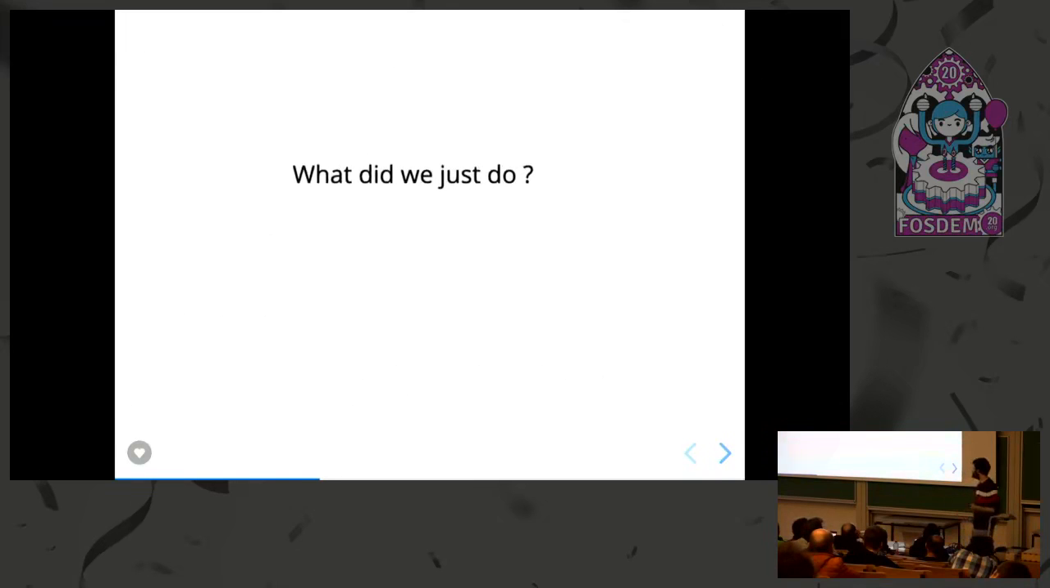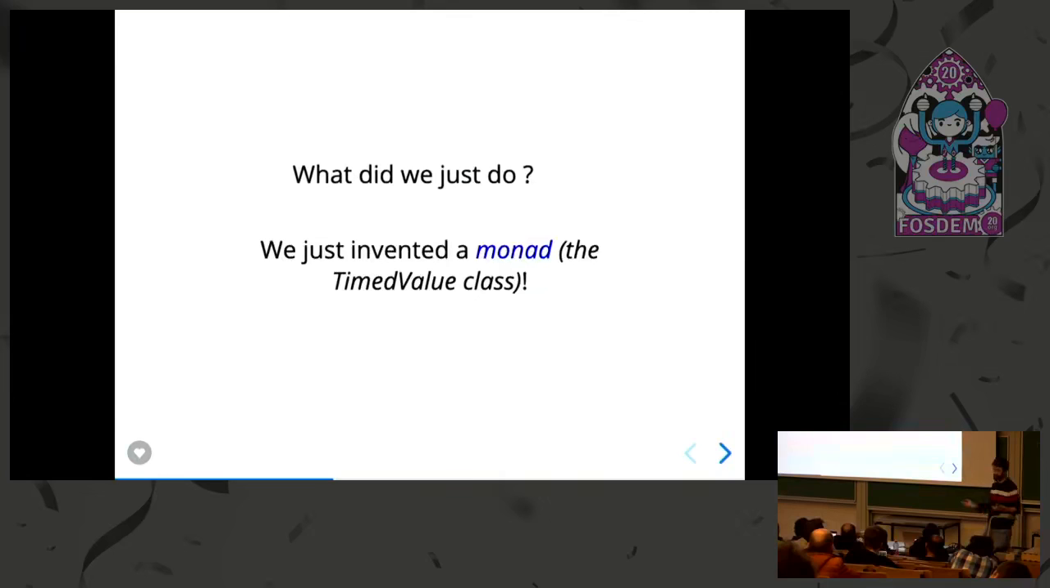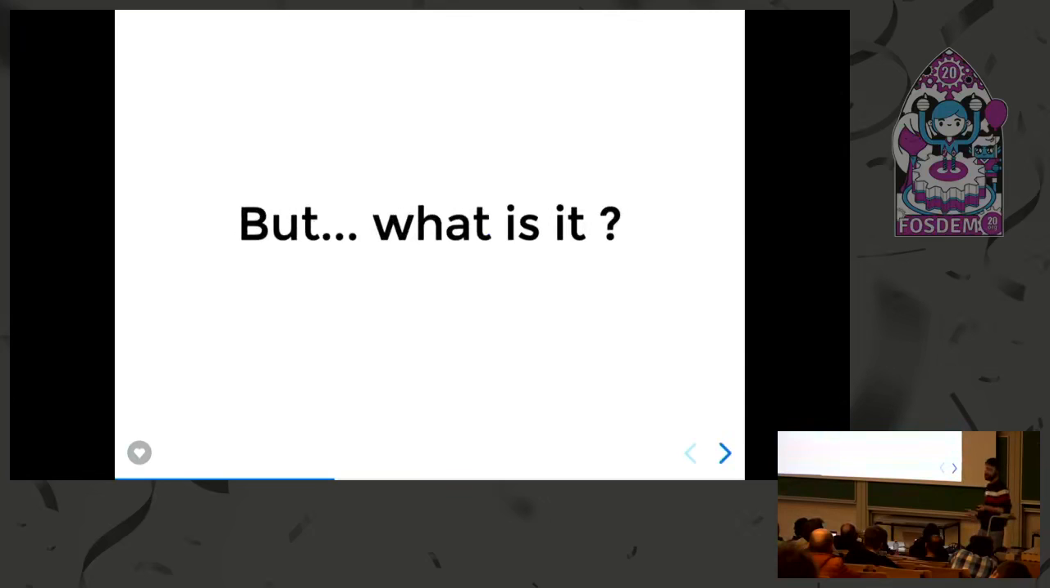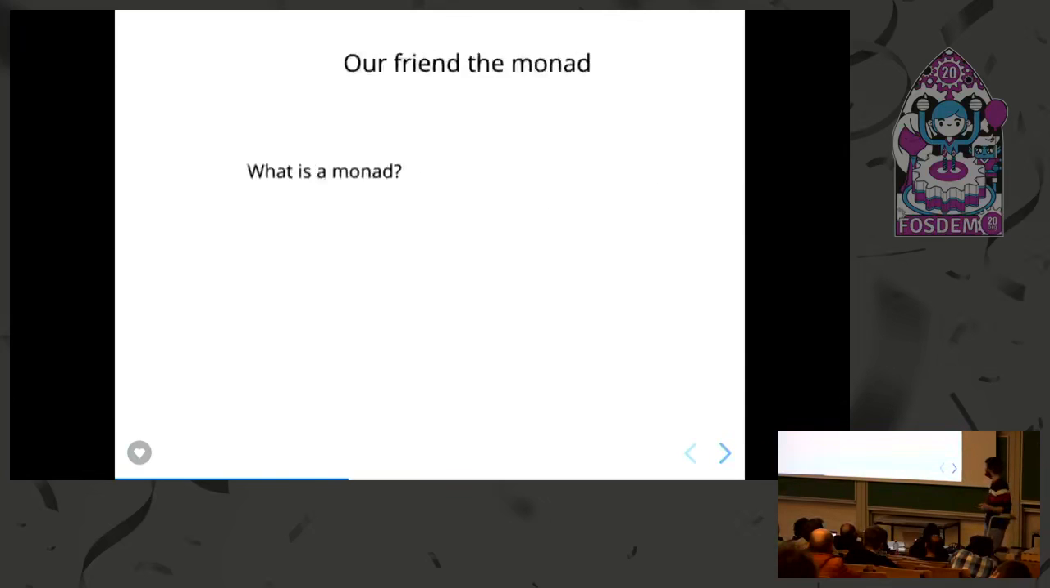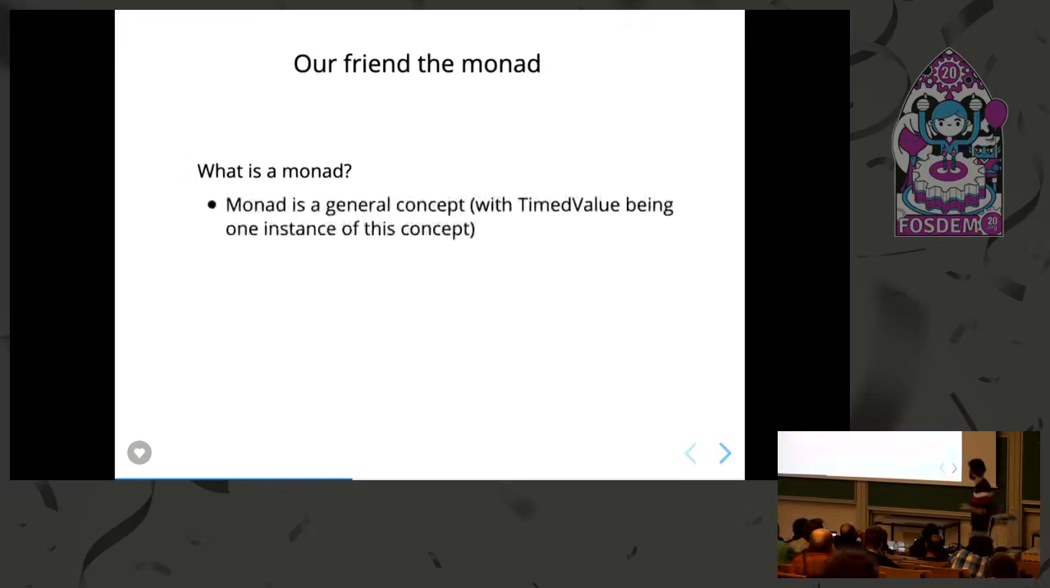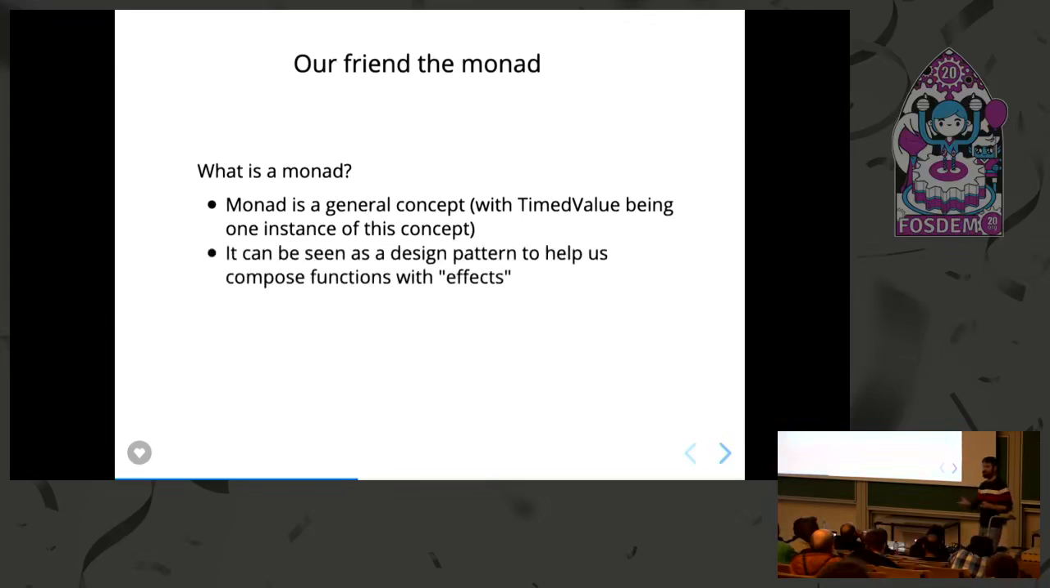So what did we just do? We just invented a monad, the TimeValue class. But we still don't know what a monad is. So let's try to get a sense of what it is. A monad is a general concept with TimeValue being one instance of it. It can be seen as a design pattern, which helps us compose functions with effects. And in this case, effects means measuring the time of execution.